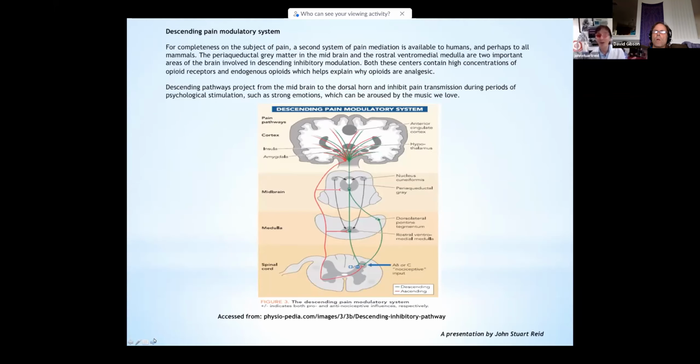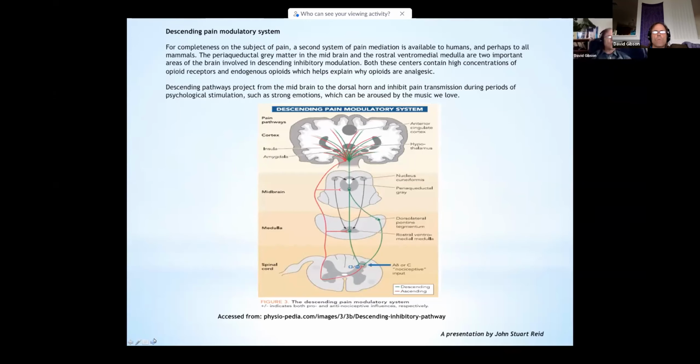And this is the critical part. During periods of psychological stimulation, such as strong emotions, which can be aroused by the music we love, basically any strong emotion can inhibit pain. And one of the beautiful ways of that is to immerse ourselves in the music that we love. Now, that will not remove pain entirely, but it will mediate the pain, because what it does is it creates natural opioids in the midbrain, which then cause pain to be inhibited or mediated, you could say.